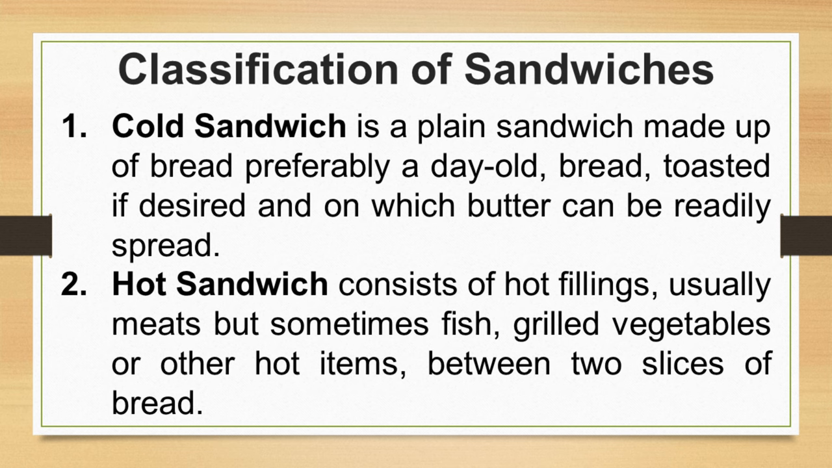Classification of sandwiches. Number 1, cold sandwich is a plain sandwich made up of bread, preferably a day old, toasted if desired, and on which butter can be readily spread. And number 2, hot sandwich consists of hot fillings, usually meats but sometimes fish, grilled vegetables, or other hot items, between 2 slices of bread.